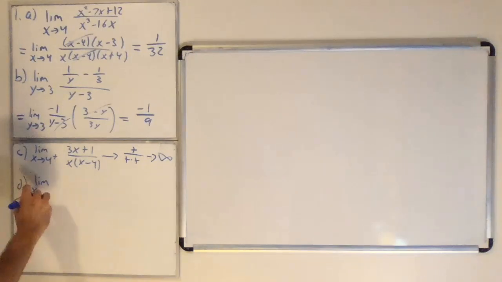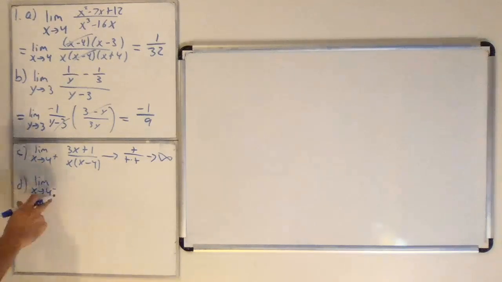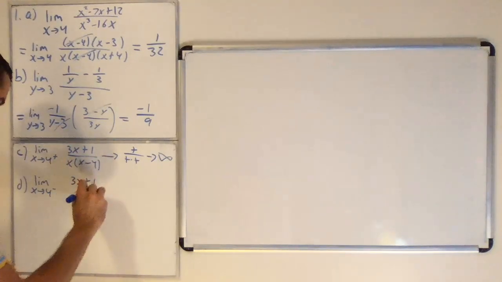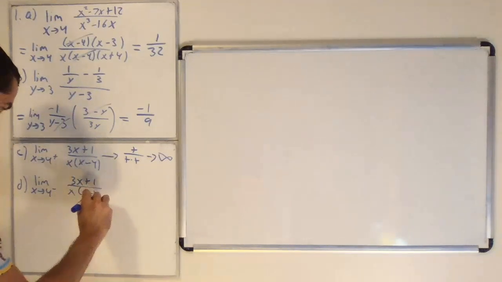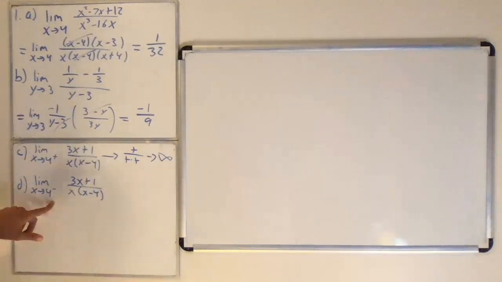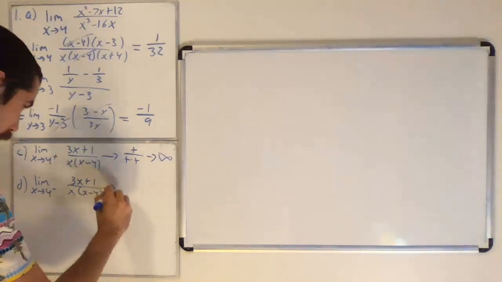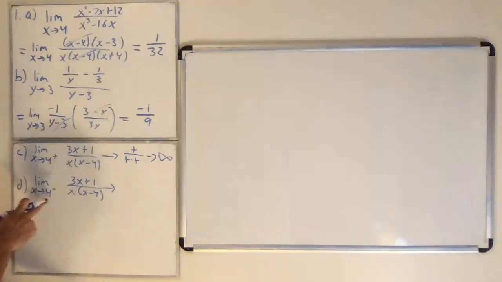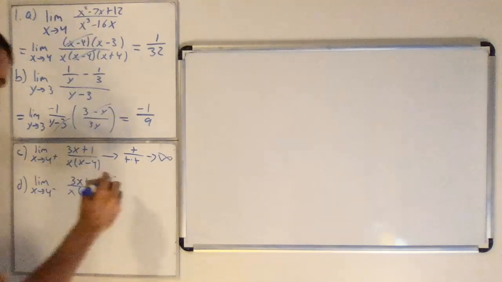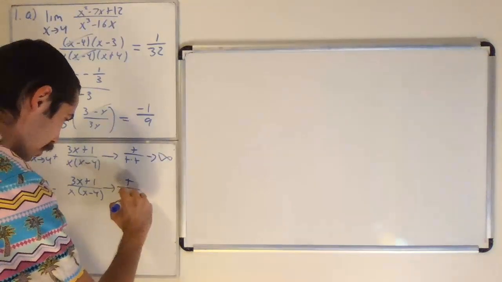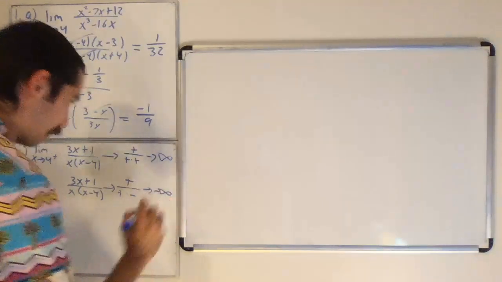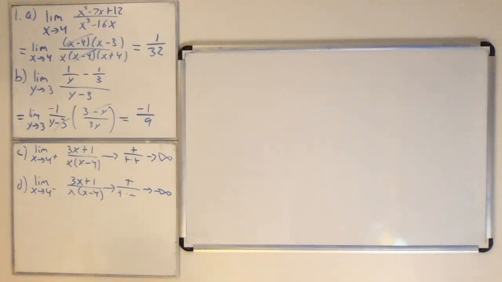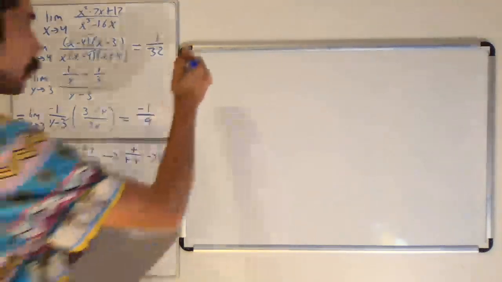The last part for these limits is the limit as x goes to 4 from the left of 3x plus 1 over x minus 4. Again, if we plugged in x equals 4, we would get 13 over 0. So we'll plug in a number slightly smaller than 4, right, because we're taking the limit from the left. That's going to be 13, a positive, over a positive times a negative, which is negative infinity. All right, on to question 2.